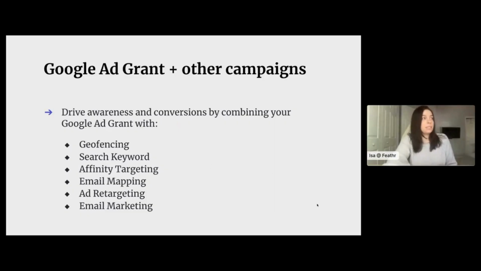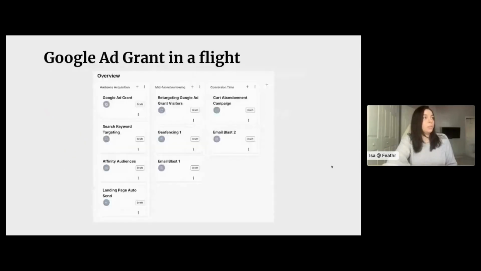And then on this next slide, we'll get into an example of how you can put Google Ad grant into the mix in an actual marketing plan. So let's talk about a few different scenarios where paid search campaigns on Google could fit into that bigger picture. So here on this slide, we have an example, a sample flight, and flight is just what we call a marketing plan or a marketing template in Feathr. And you can see here how Google Ad Grant fits into that bigger picture.